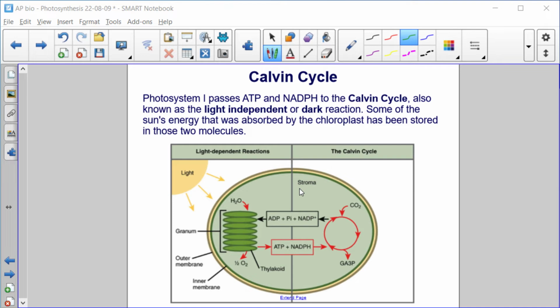All right, so let's go back to this diagram that we saw before. This is the end of our light-dependent reactions. After photosystem 1 is finished, it passes the ATP and the NADPH to the Calvin cycle, also known as the light-independent or dark reaction. Some of the sun's energy that was absorbed by the chloroplast has been stored in those two molecules, ATP and NADPH.